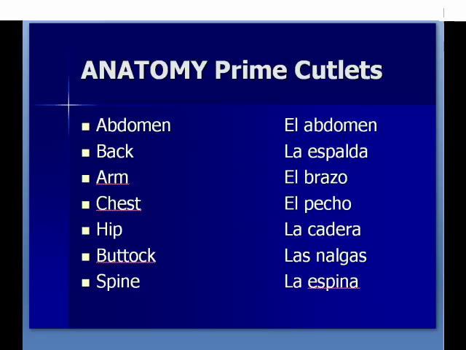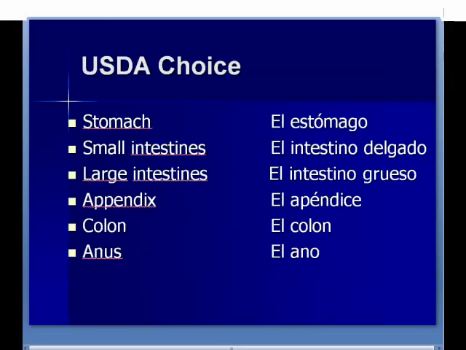Spine, la espina. Stomach, el estómago. Small intestine, el intestino delgado. Large intestine, el intestino grueso.